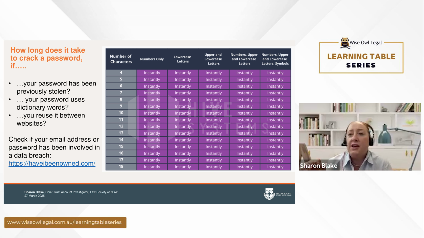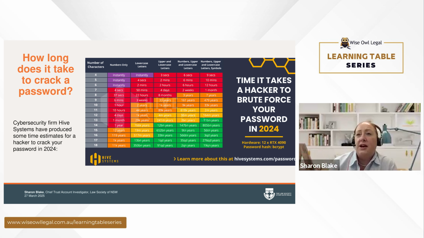So I've included a link here to the Have I Been Pwned, and yes, that is the correct spelling, website. And what you can do there is you can actually check your password, but also your email address to see if they've ever been leaked as part of any data breaches. And if you're wondering how long it would take a hacker to brute force attack your system, this is where they use the trial and error to try and crack your passwords, your login credentials, and encryption keys. It's quite confronting, isn't it?